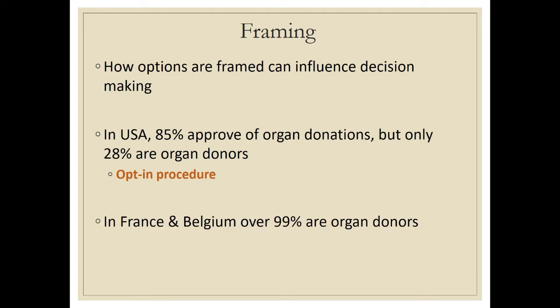However, in France and Belgium, over 99% of people are organ donors. Surprise, surprise, it's because in those countries they have the opposite: an opt-out procedure, where you have to decide whether you want to leave the system, the default setting being that you are in the system. So clearly, we can see massive differences in the rates of organ donation, 99% versus 28%, even though attitudinally 85% of Americans support it, probably similar to the rates in France and Belgium. But the framing of the decision-making leads to very different outcomes. Do you have to decide to opt in, or do you have to decide to opt out? Okay, so that's one example.